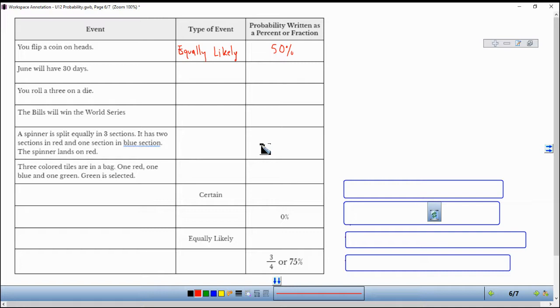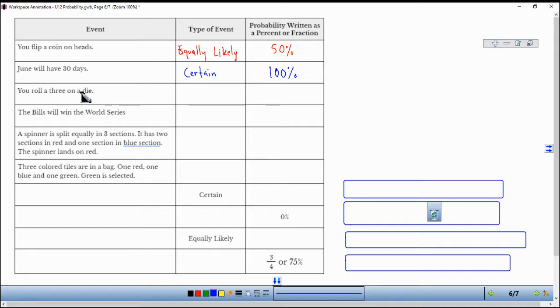June will have 30 days. Well, June has 30 days. So the probability that June will have 30 days is certain. I'm 100% certain that this June will have 30 days. So as a percent, I'm writing that as 100%.